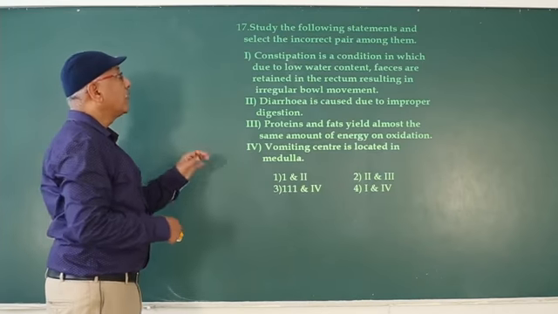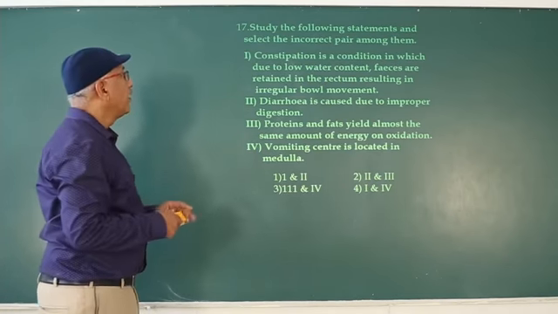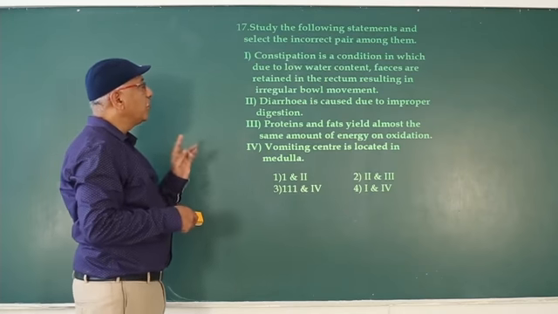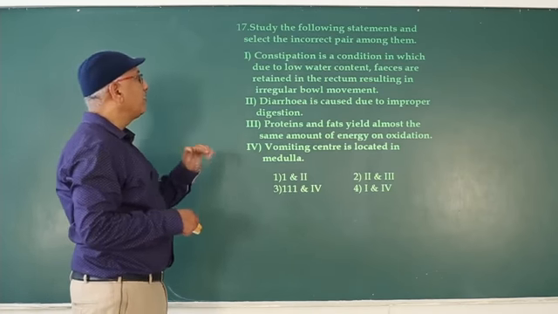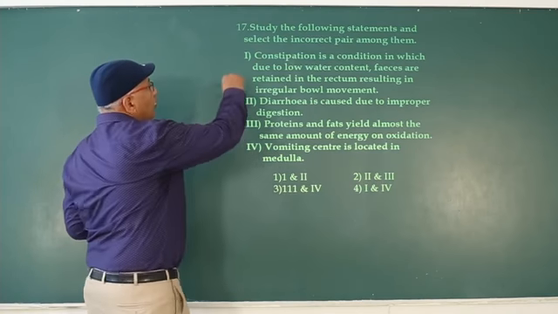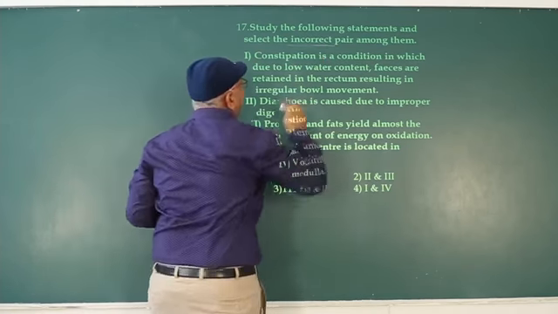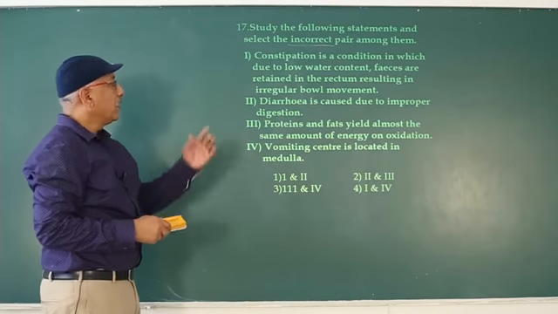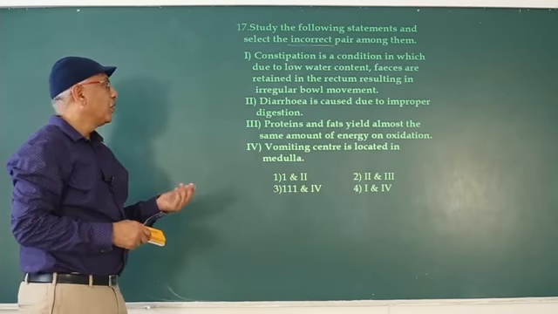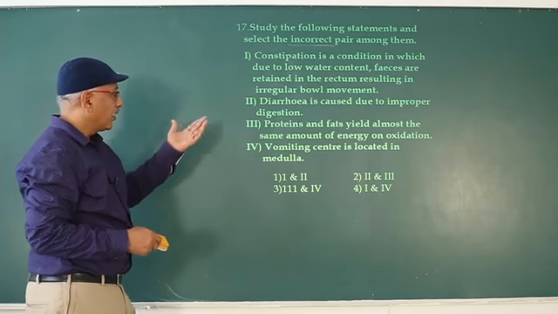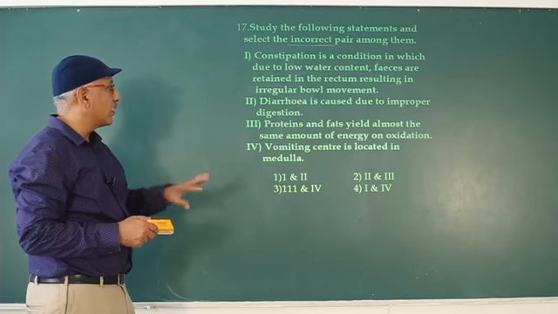Next one. Study the following statements and select the incorrect pair among them. Constipation is a condition in which, due to low water content, feces are retained in the rectum, resulting in irregular bowel movement. Correct. So here you have to identify the incorrect statement. Diarrhea is caused due to improper digestion. That is not right; diarrhea is loose motion, not related to digestion.